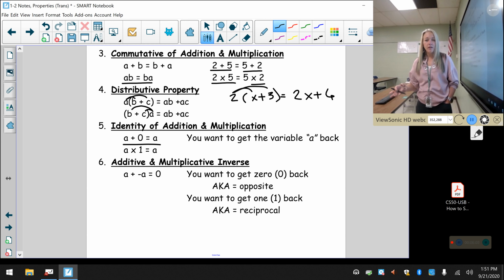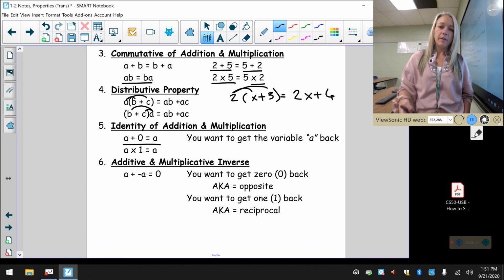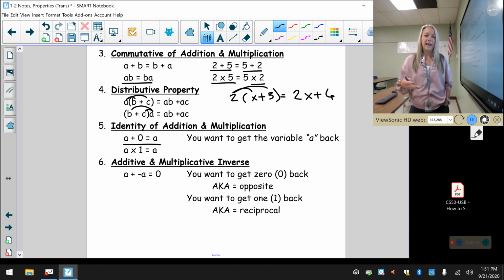No matter what I put in there for A, no matter what number I replace A with, I still get just that number. It doesn't actually change the value of the number. So we call that the identity property of multiplication. Now, the additive and multiplicative inverses.